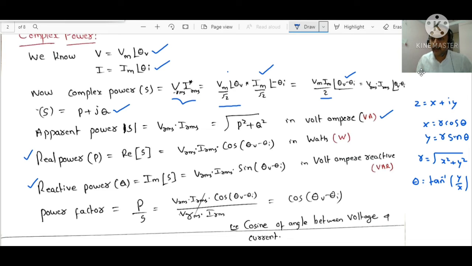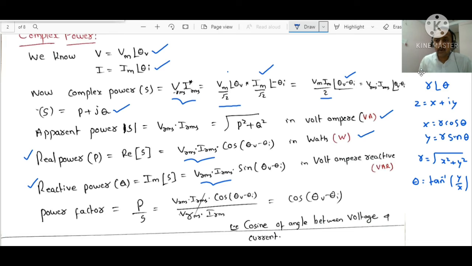If you are having a rectangular form, this x represents r cos theta. The same thing can be represented in polar form as r at an angle theta, where x equals r cos theta, y equals r sin theta, r is the magnitude root over x square plus y square, and theta is the tan inverse of y by x. That is what we are doing here. Now our real part will be r cos theta, and the imaginary part Vrms into Irms sin theta.